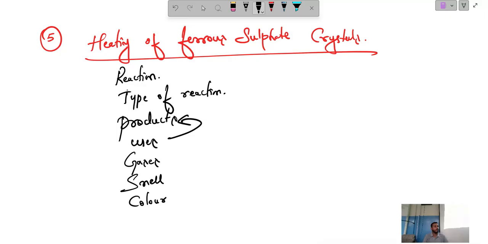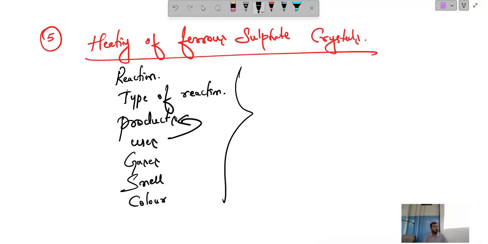I hope you remember this reaction in the decomposition reaction, right? What happens when ferrous sulfate crystals are heated? When ferrous sulfate crystals are heated, it gives ferric oxide and the respective gases. I hope you remember the reaction. Go ahead. So these are the possible questions from this topic.